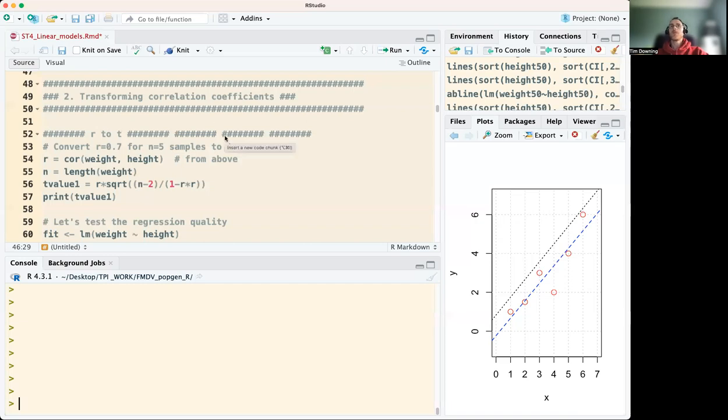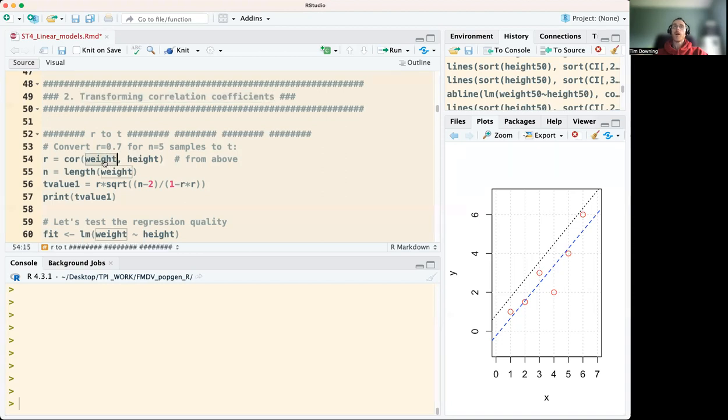Welcome to demonstration video 2 in our course ST4 on linear models. Here we're going to look at transforming correlation coefficients. So in the previous section, we looked at creating correlation coefficients, and therefore for a particular sample size, you may have a correlation coefficient of interest.